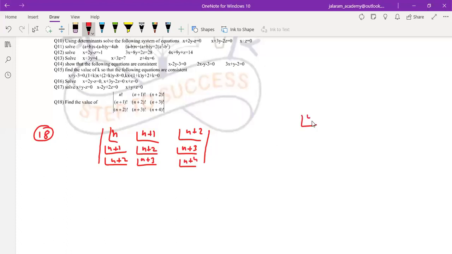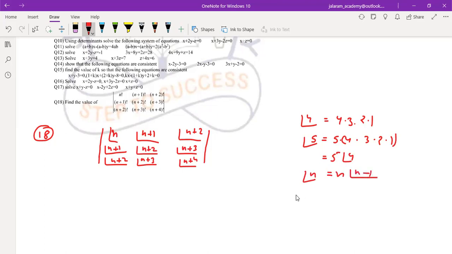Remember, if we write factorial 4, it means that it is 4 into 3 into 2 into 1. If we write factorial 5, it is 5 into 4 into 3 into 2 into 1. It means 5 into factorial 4. Similarly, we can write factorial n equals n into factorial n minus 1.